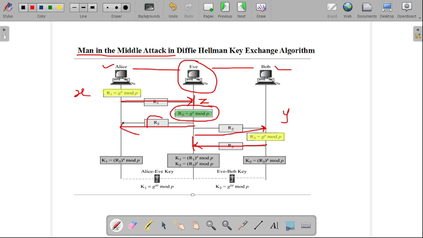Once the R2 value is received by Alice, she calculates the value of K1 equal to R2 raised to x mod p. This is on the Alice side. On the Bob side, the value of K2 will be calculated, that is R2 raised to y mod p. Here x and y are the private keys of Alice and Bob. On the Eve side, Eve will calculate K1 equal to R1 raised to z mod p, where z is the private key of Eve, as well as R3 raised to z mod p. So R1 and R3 will be intercepted by Eve in this step.